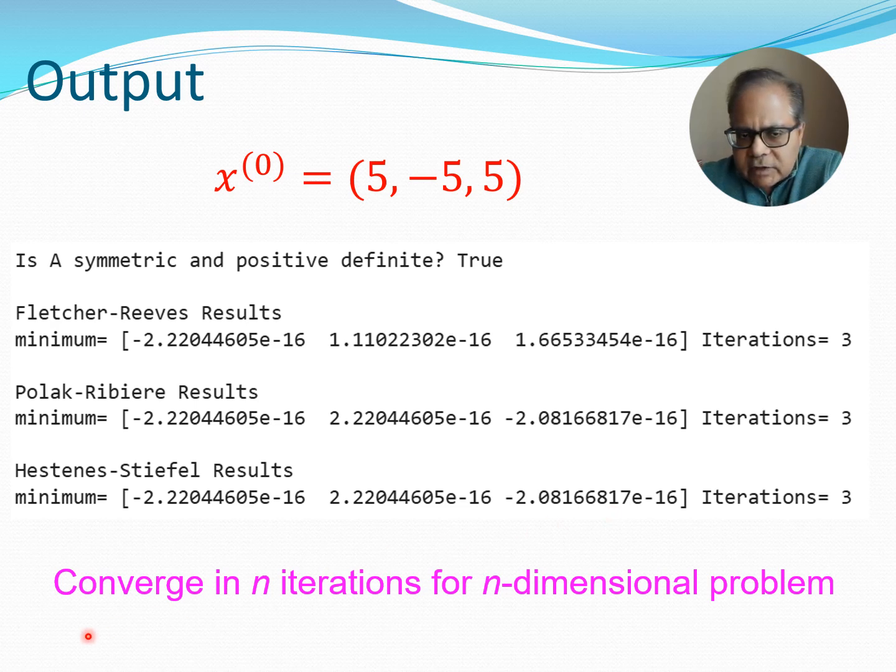So essentially we see here that the fact that the conjugate gradient methods for a quadratic function would converge in n iterations for an n-dimensional problem is actually being proved here for the value 3. So in this particular problem, n was 3 and the value we converged at is also 3. So these are working out very well in this case.